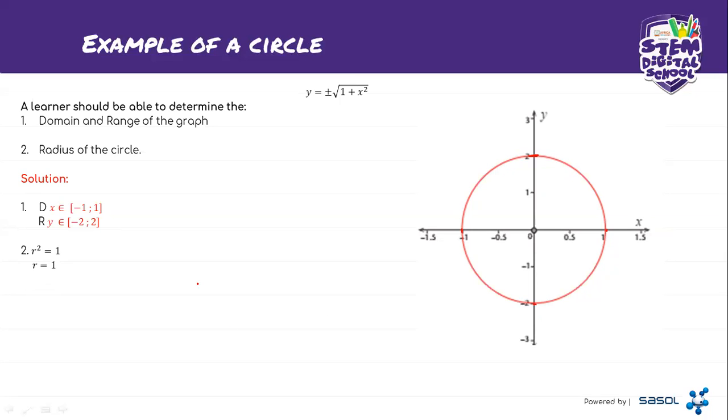You can see that r squared equals 1 there. Remember, the standard equation of a circle is y equals plus or minus the square root of r squared. Now, instead of r squared, you can see it's 1 there. So r squared equals 1. When you solve for the radius, you take the square root of both sides, then the answer is going to be +1. So our radius in this case is +1, right? Let's proceed.